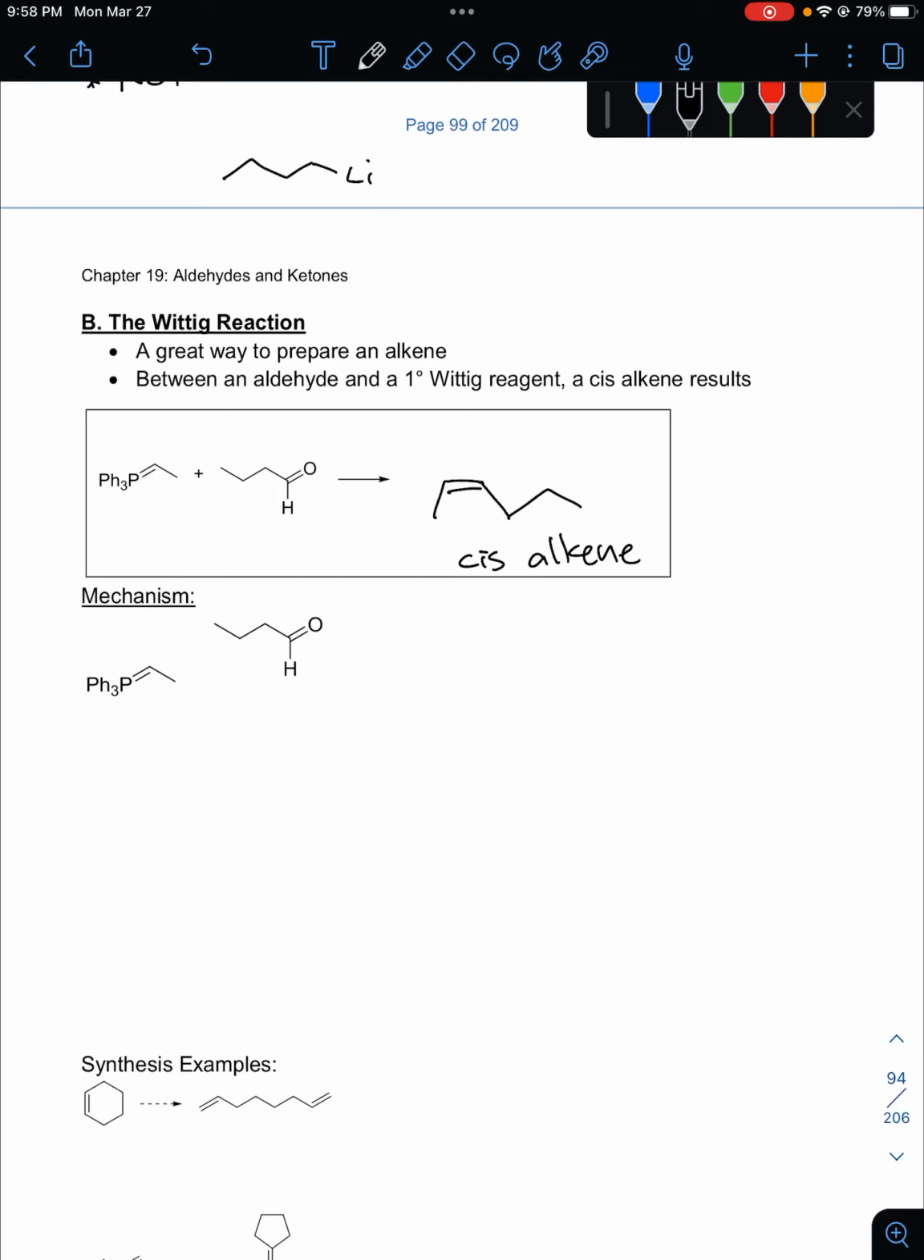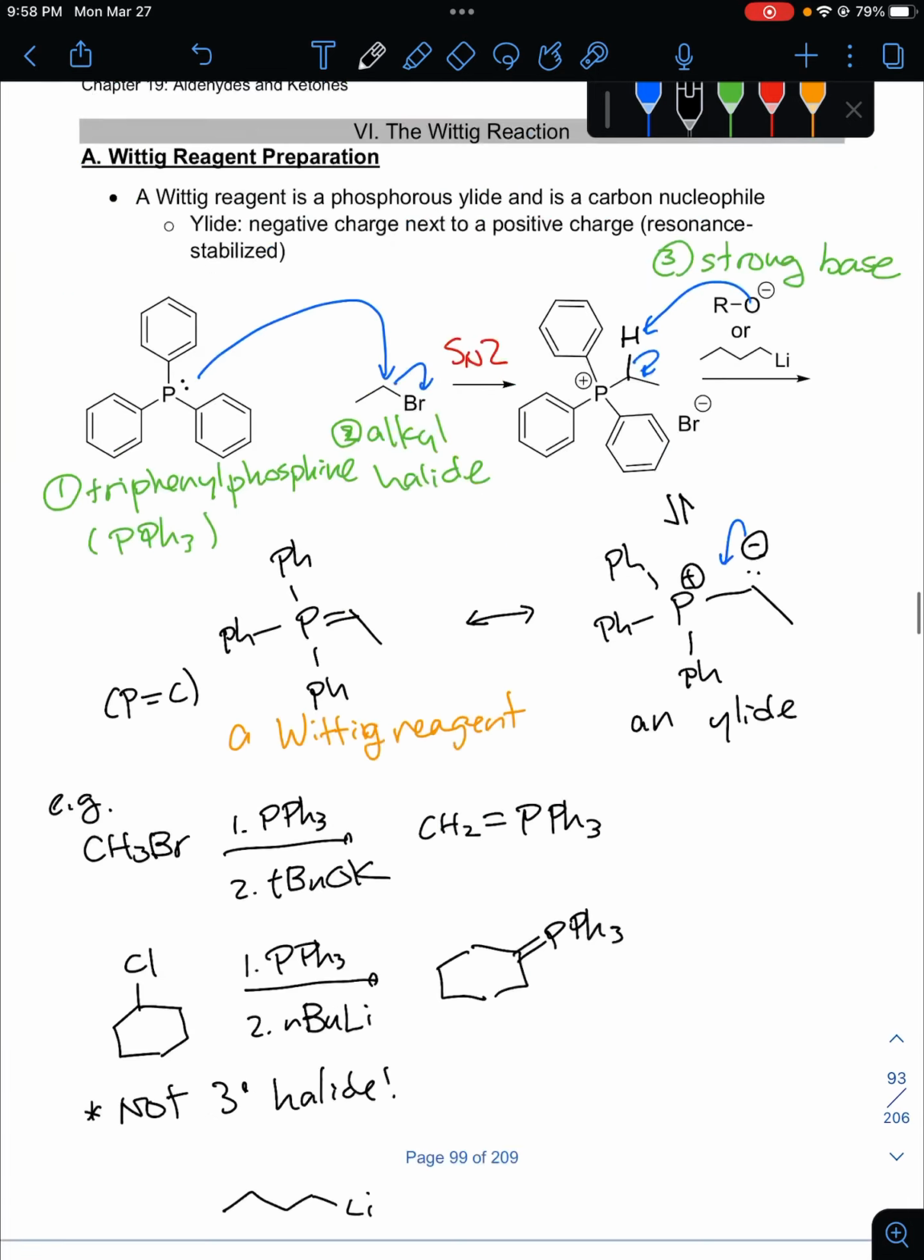So how does this work? Remember that the way that most carbonyl reactions work is through nucleophilic addition.